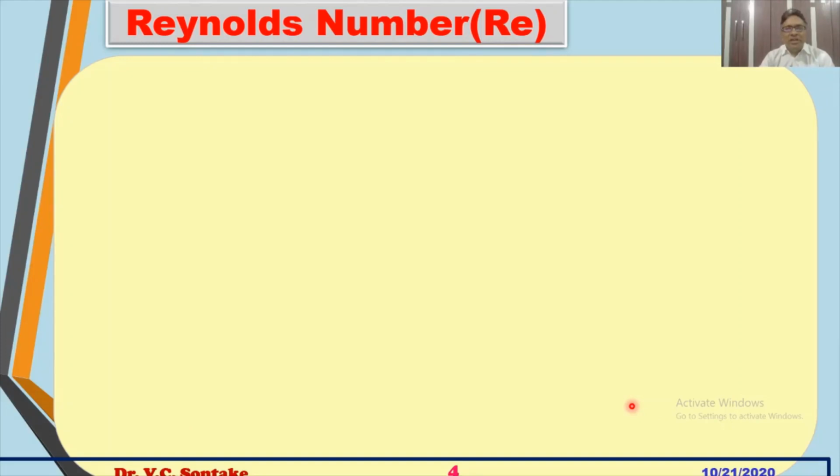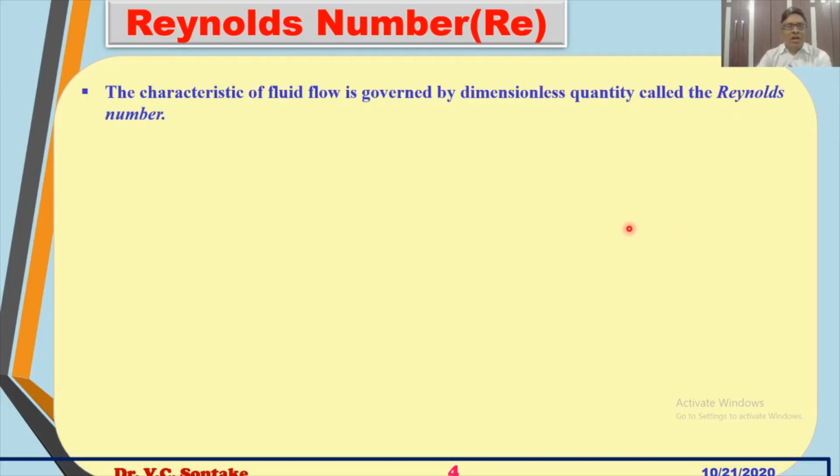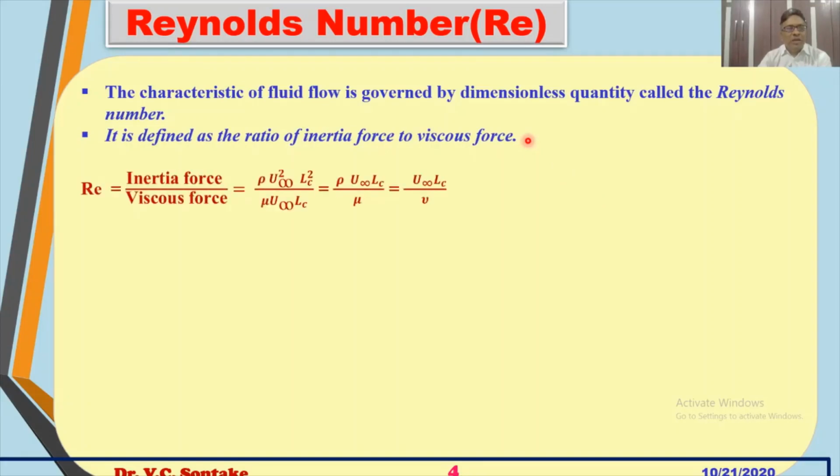It is represented by Re. The characteristics of fluid flow, or the type of fluid flow, whether it will be laminar or turbulent, is governed by one dimensionless quantity called the Reynolds number. It is defined as the ratio of inertia force to viscous force. So mathematically, Reynolds number is equal to the ratio of inertia force to the viscous force.